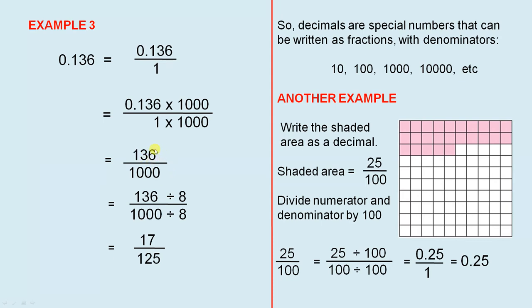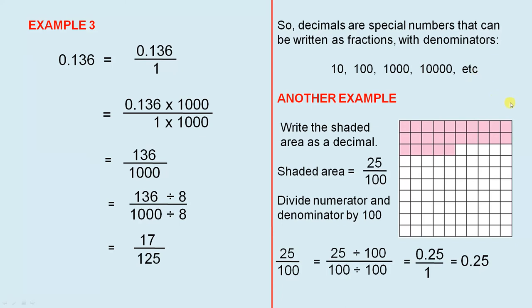Now we need to simplify this fraction, so you divide numerator and denominator by 8. When you work out that division, that gives you 17. When you work out that division, that gives you 125. So 0.136 is equal to 17 over 125 in simplest form. So decimals are special numbers that can be written as fractions with denominators of 10, 100, 1,000, 10,000, etc.